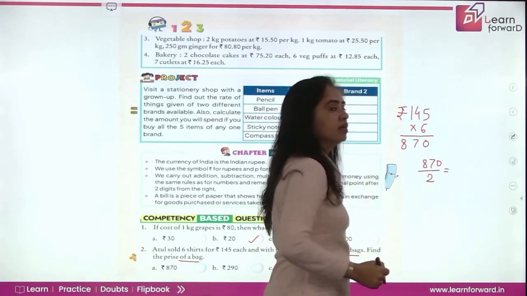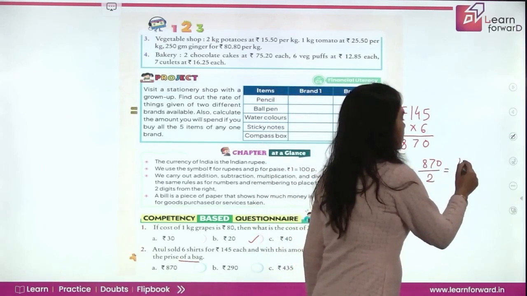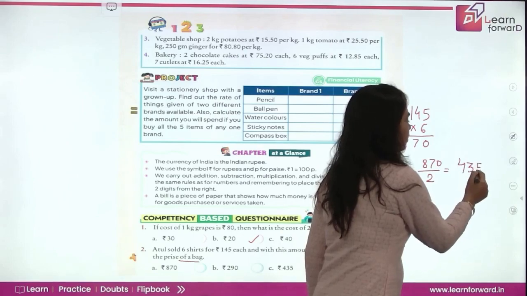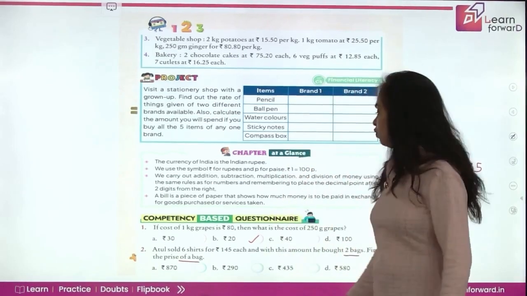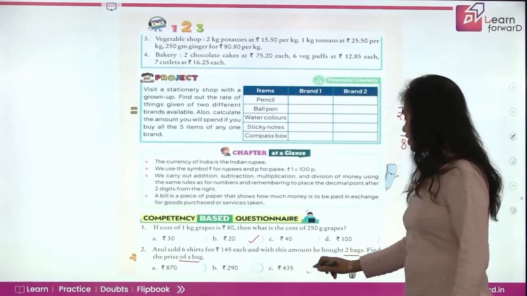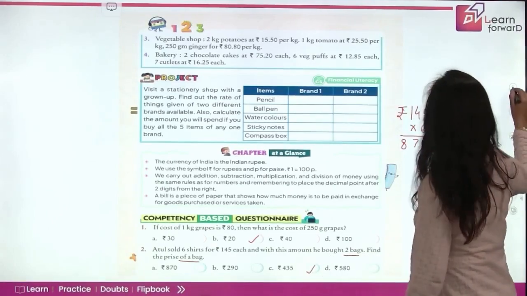What do you get, children? This is 2 4s are 8, 2 3s are 6, 2 5s are 10. So rupees 435. Yes, this is the perfect answer.